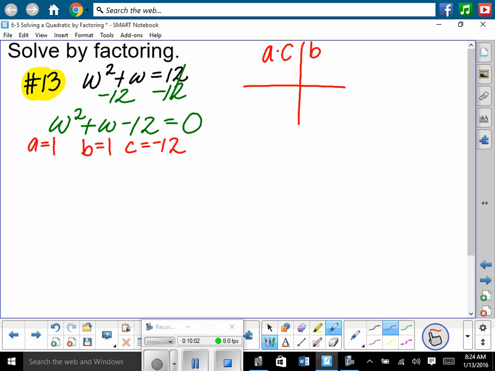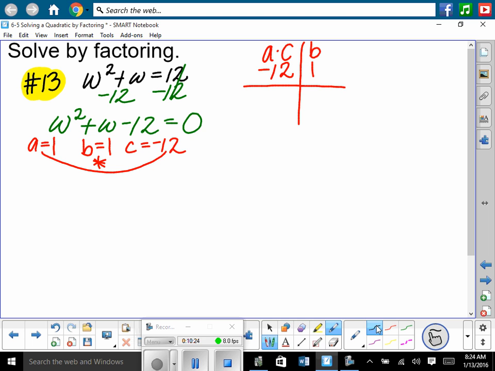So now I can say what multiplies to be a times c. 1 times negative 12 is negative 12. So we're looking for what multiplies to be negative 12 and adds up to be b, which is 1. So I set it up like this so that I can go through and list some factors. Questions so far? We got to kind of go slow today.